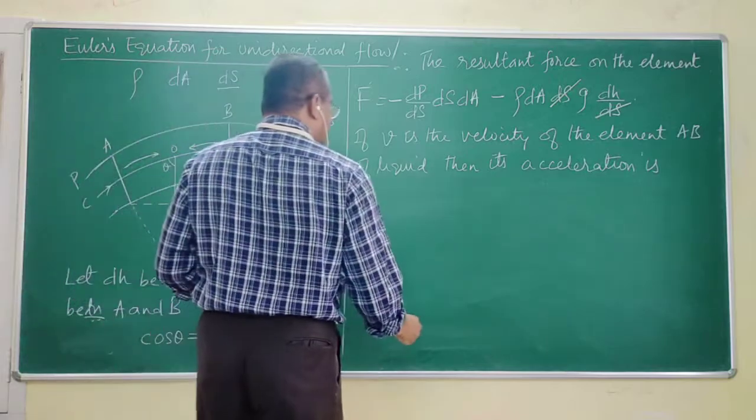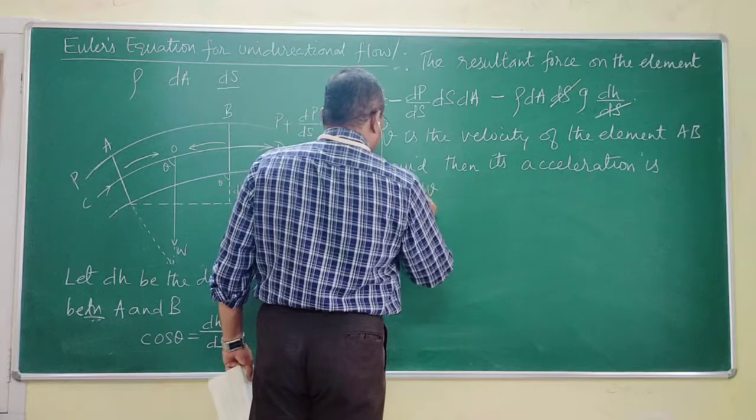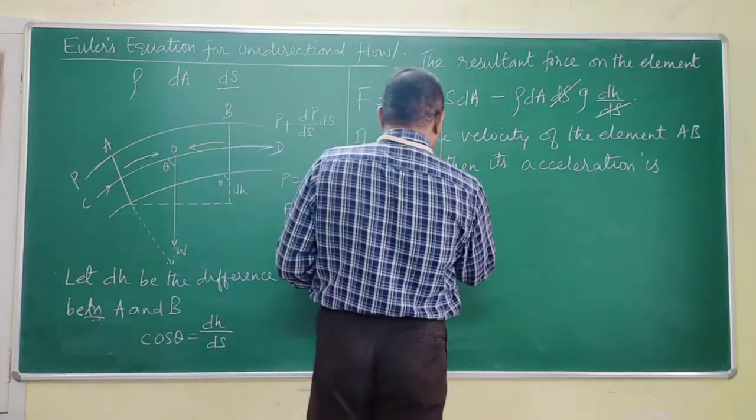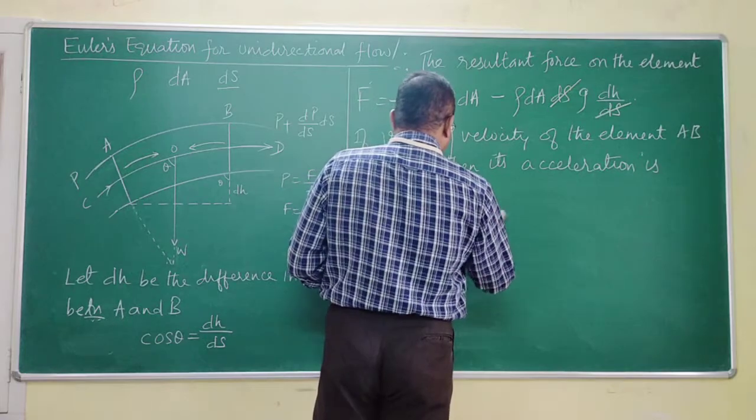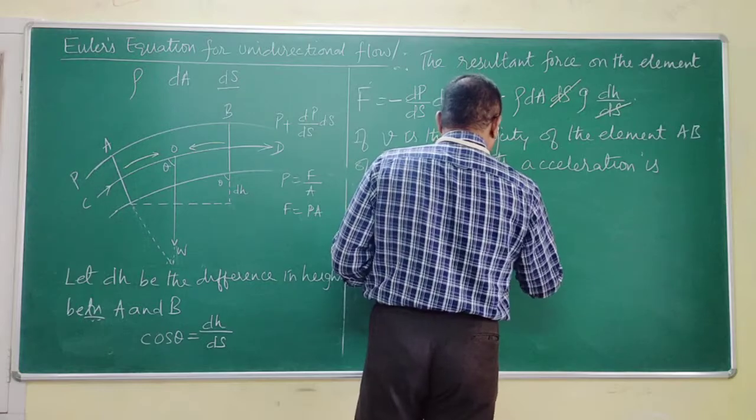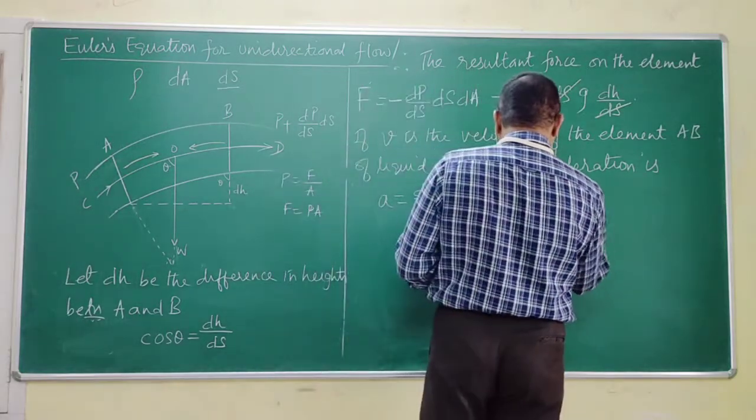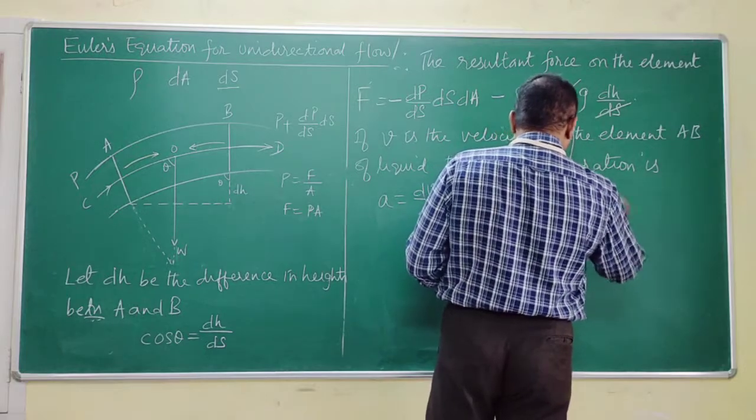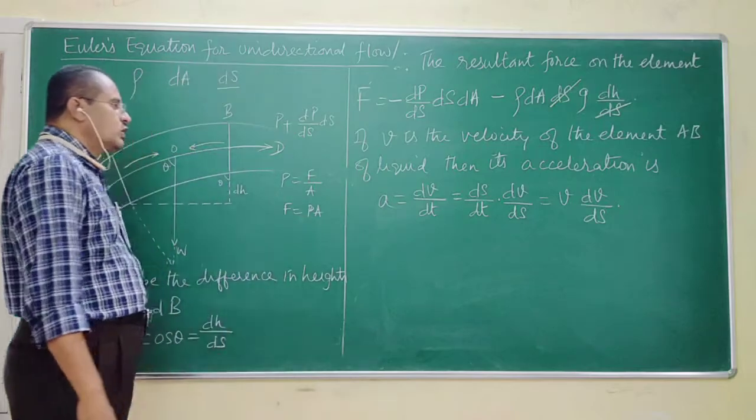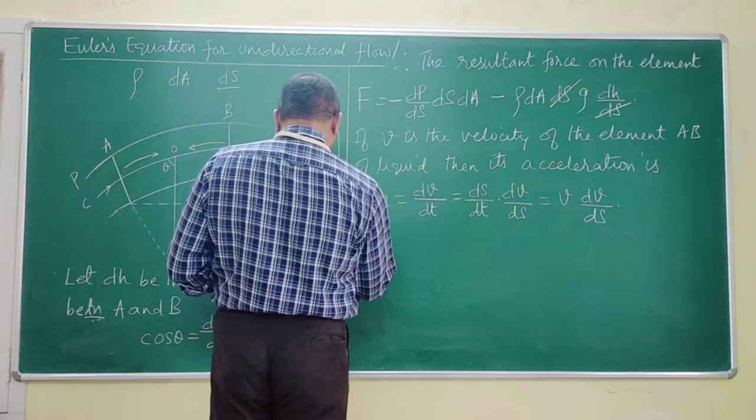The acceleration is rate of change of velocity, dv by dt. This can be written as ds by dt into dv by ds. ds by dt is velocity, and therefore I write it as v into dv by ds. No harm writing like this.